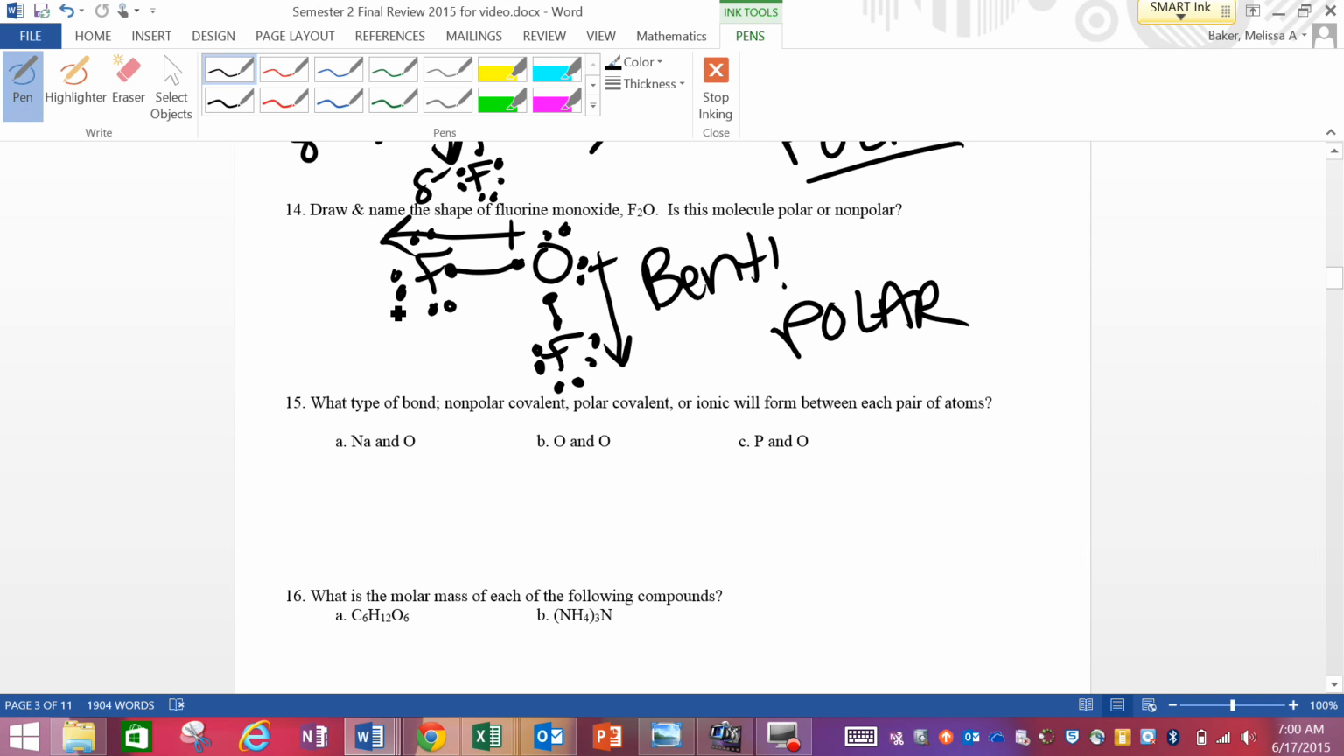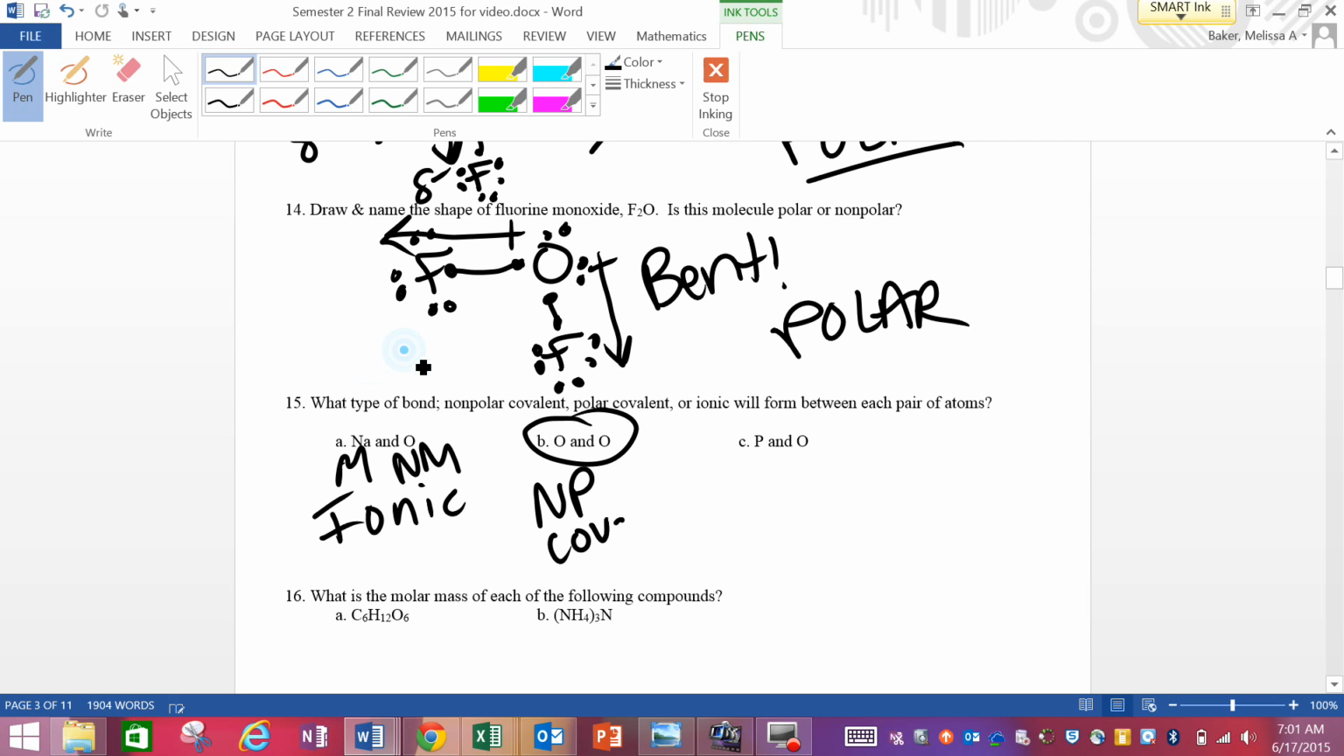15, what type of bond would form? Well, sodium's a metal and oxygen's a nonmetal. So automatically, without even thinking, that's an ionic bond. How about if it's a tie? Oxygen and oxygen. That would be nonpolar covalent. Covalent because it's all nonmetals. And then P and O, you have to look it up, but they do have a difference greater than 0.5, so this would be polar covalent.